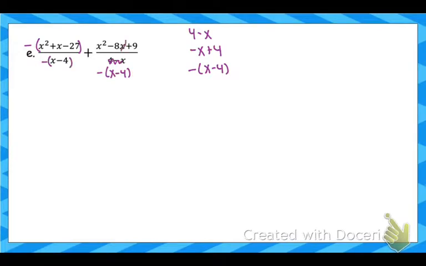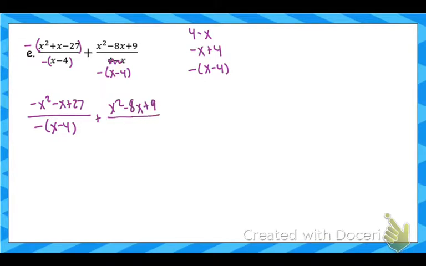So now my new fraction is negative x squared minus x plus 27 over negative parentheses x minus 4. I have a common denominator. I can combine the numerators. Negative x squared plus x squared is 0. Negative 9x is left. 27 plus 9 is 36.